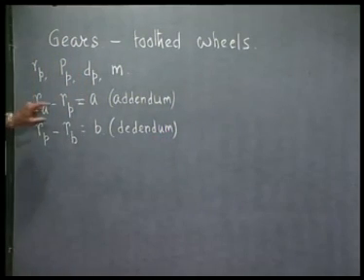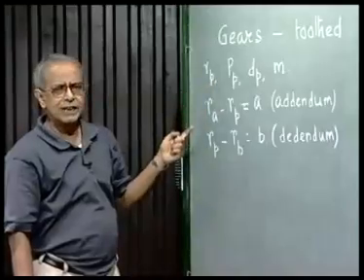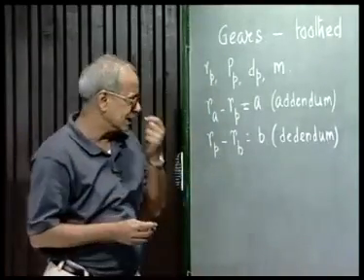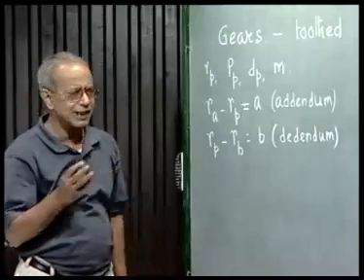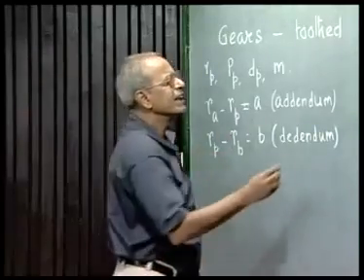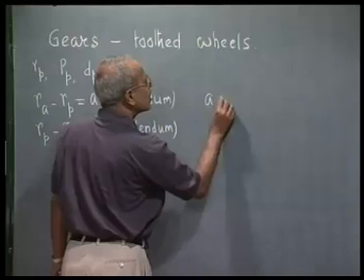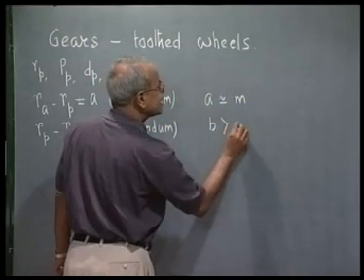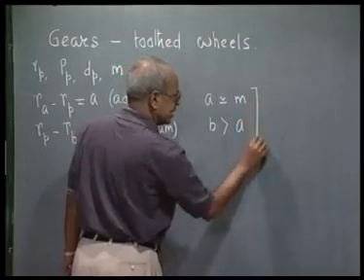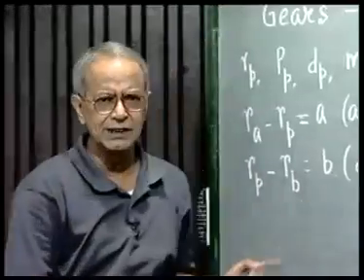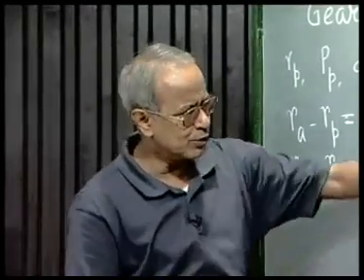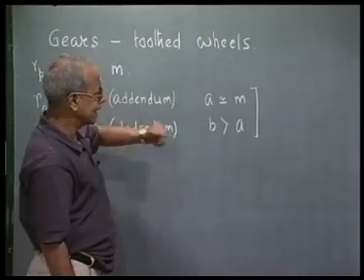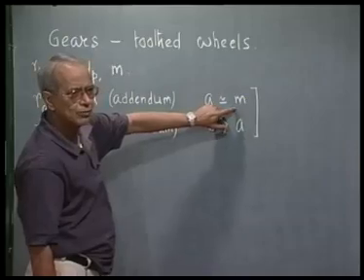This A and B, everything is finally standardized because gears are used universally. So they are standardized according to various standards, and A is normally of the order of m and B is greater than A. Typical values of the standards we will discuss much later. What you should know is that to have that clearance, B should be greater than A, and A is of the order of module.